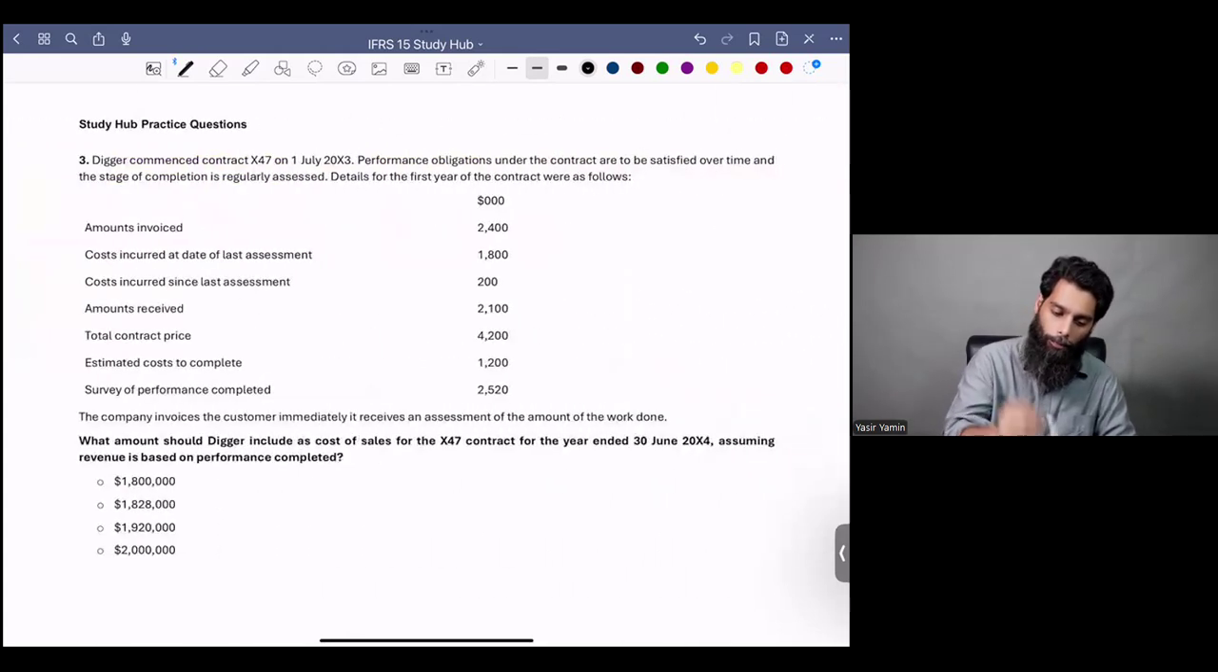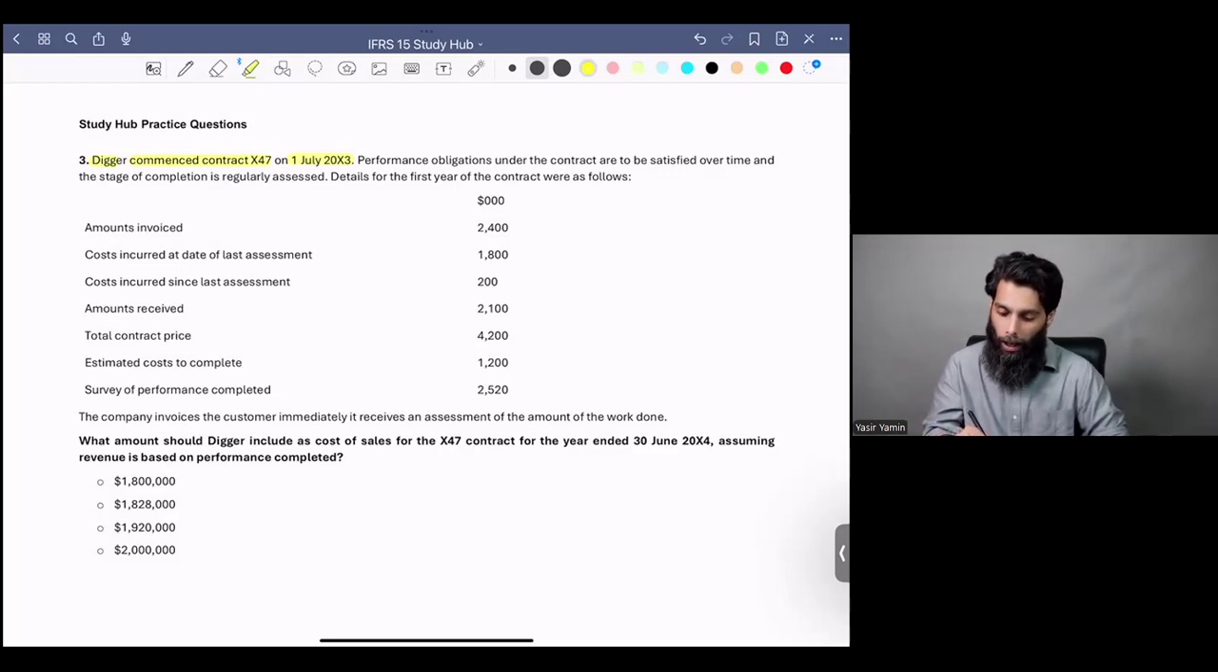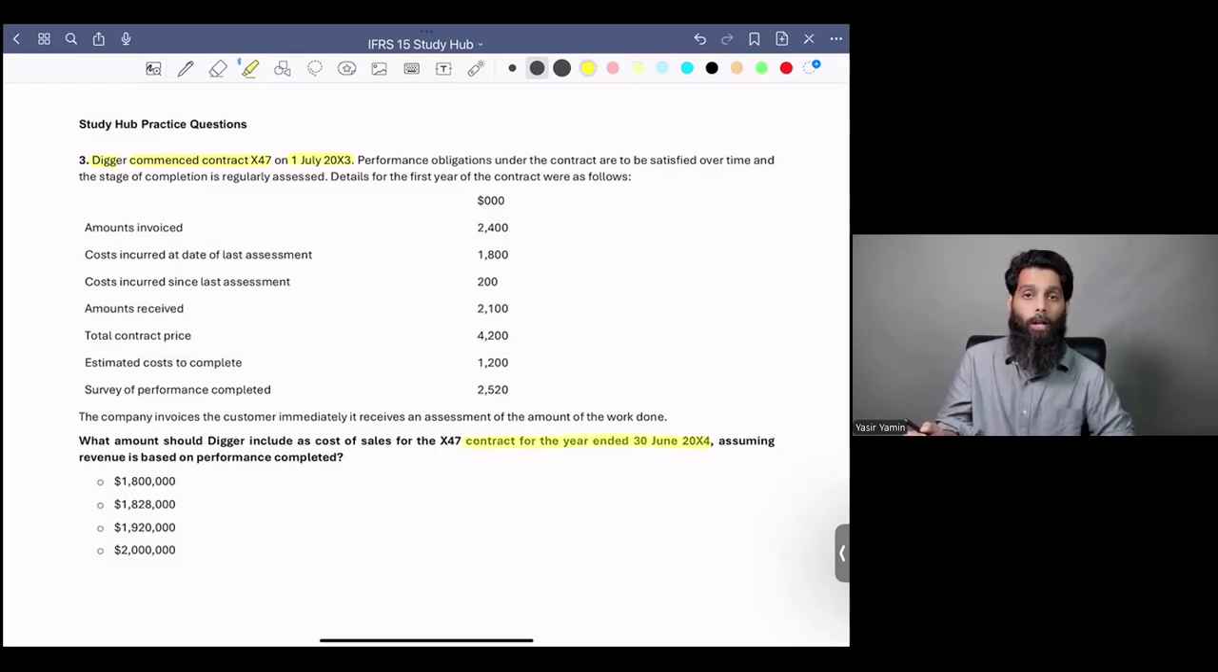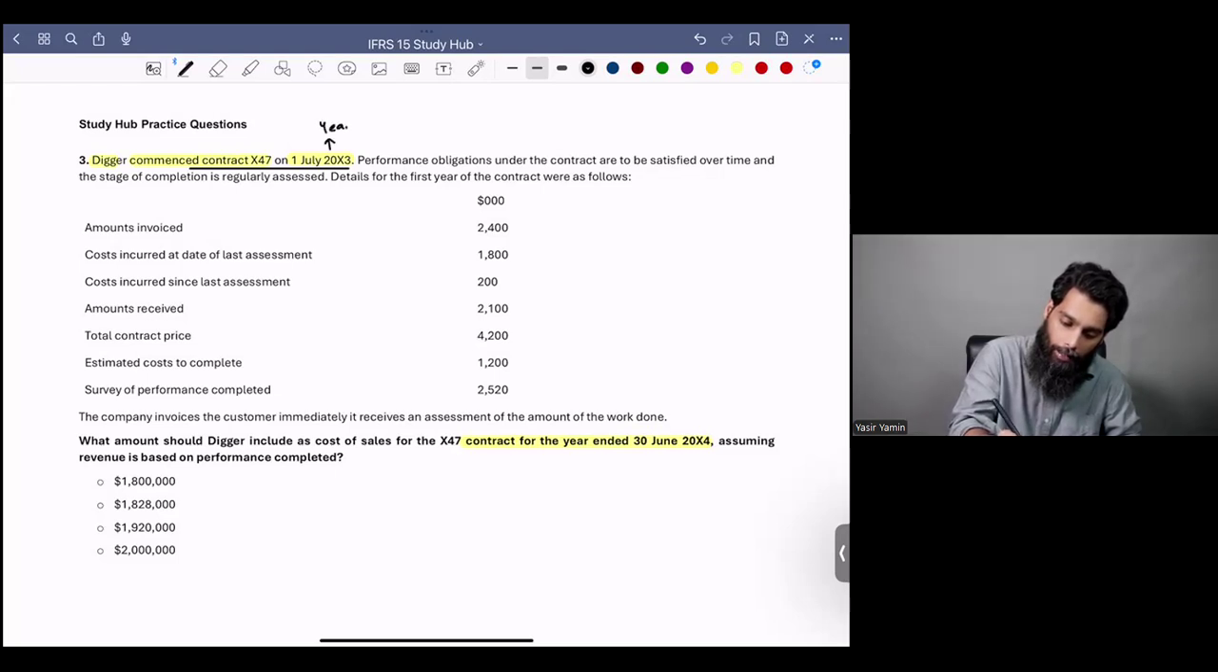Let's move forward. Let's see. I want your feedback. Let's see who does it, the earliest. It says that Digger commenced contract X47 on 1st July X3. By the way, your accounting year end is 30th June X4. And that means when your examiner says 1st July X3, it is the year start.